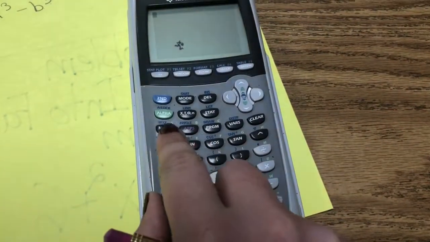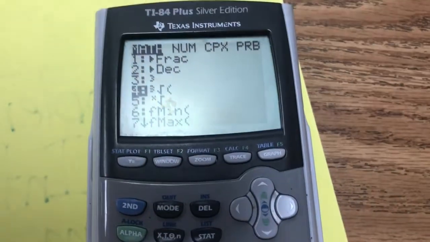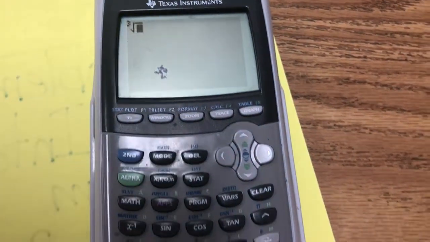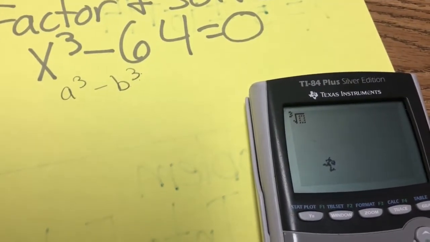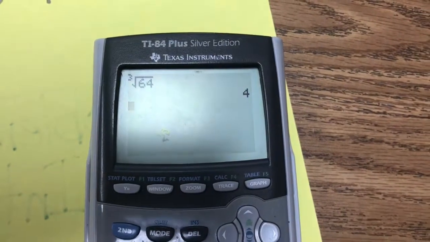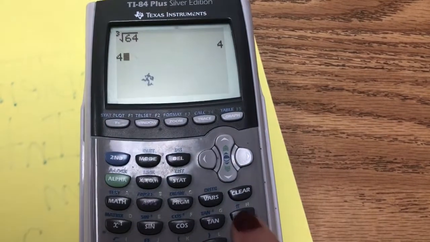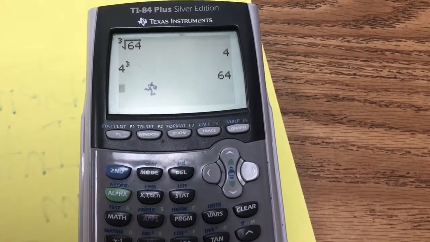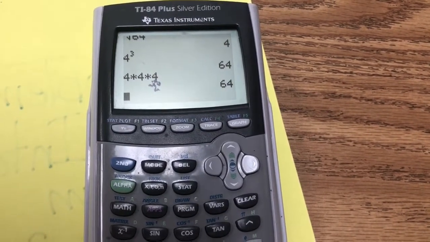We hit our math key, and we go down to number 4, where it has the cube root and then parentheses. That is what we want. I'm going to hit enter. Then the number I want to put under this cube root is 64. So I'm going to type in 64 and hit enter, and I get 4. What this cube root does is that answer of 4 raised to the 3rd power is 64. Meaning 4 times 4 times 4 gives me 64. That is why I'm having to use that cube root.